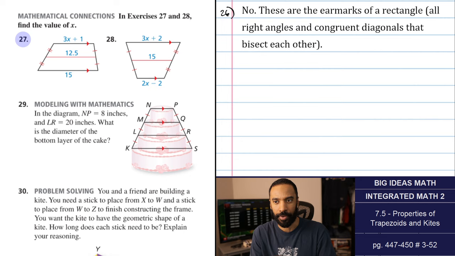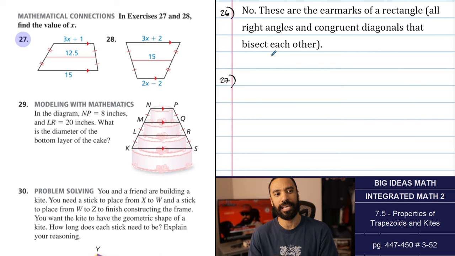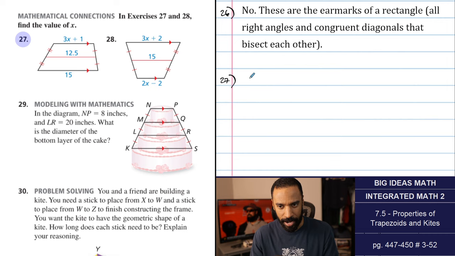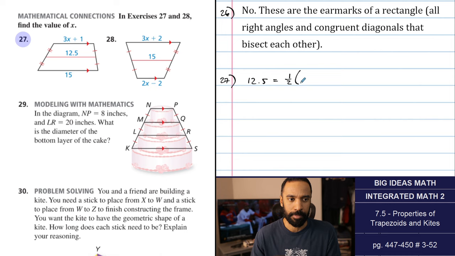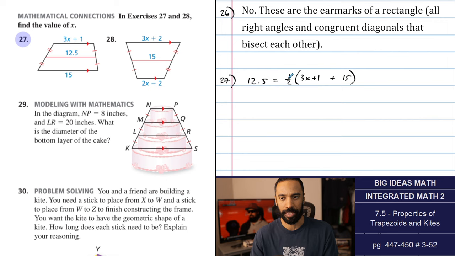Number 27. In exercises 27 and 28, find the value of x. Well, we're back to our mid-segment stuff, and I'll go ahead and write it out as I did before. 12 and a half being the average of. So you add these up, divide by 2. Now, 3x plus 1 is one of the lengths, and 15 is the other length. Once I double this, I will get 25, and I'm going to combine like terms inside here. I'm going to subtract 16 and divide by 3. That's 9, and x equals 3. There's the setup for 27.